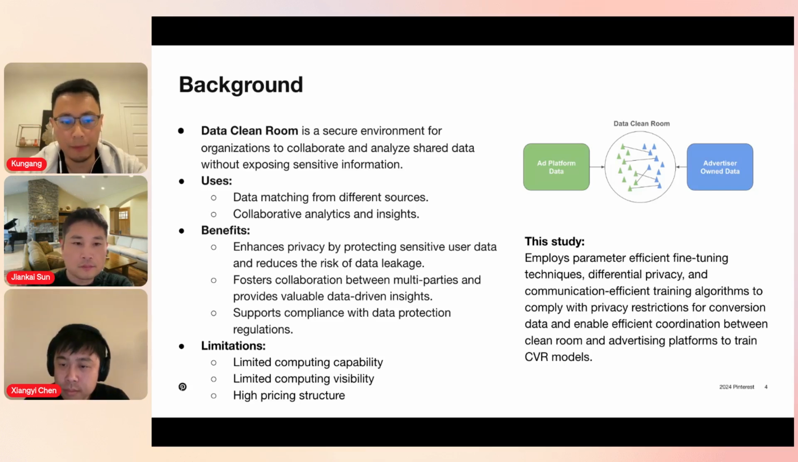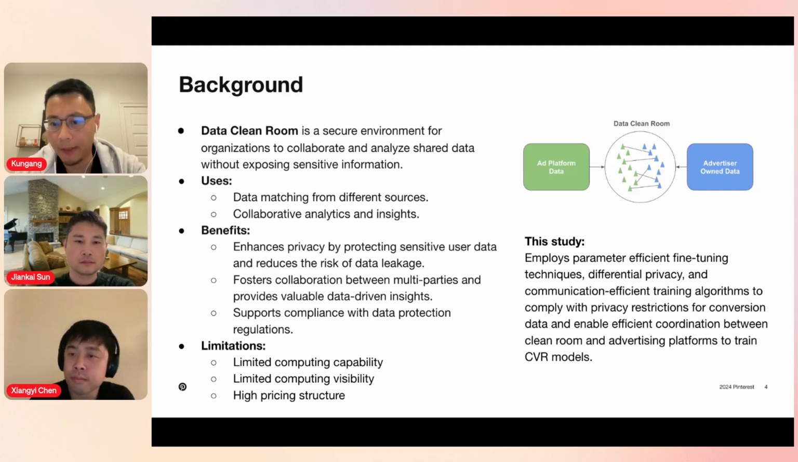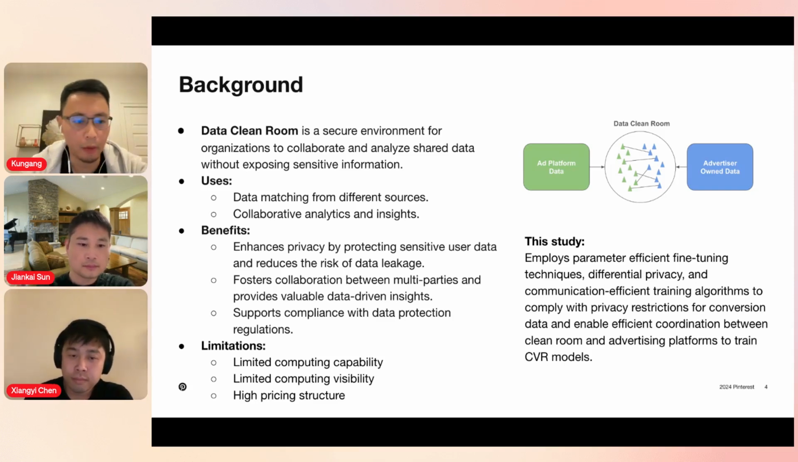To overcome the limitations, we leverage the idea of split learning, which aims at collaboratively training a model using the private input and the label data held by two separate parties. At a high level, we employ parameter-efficient fine-tuning, differential privacy, and a communication-efficient training algorithm to comply with the privacy restrictions for conversion data and enable efficient coordination between the clean room and the advertising platform to train the CVR model. Next, I will hand over to Jiankai to talk about the model training framework.